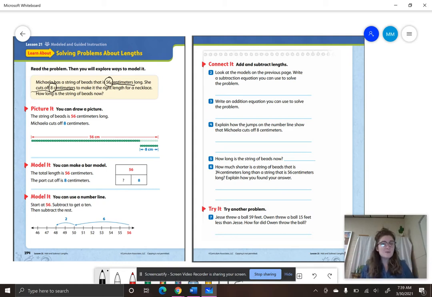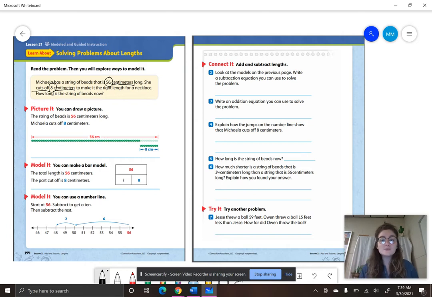It also says that we could use a number line. So we could start at 56 and subtract 8. So we could start by subtracting 6 to get to 50 and take away 2 more ones to take away a total of 8. So let's look at page 195 to see how we can use these models to solve our problem. Number 2 says, look at the models on the previous page. Write a subtraction equation you can use to solve the problem.